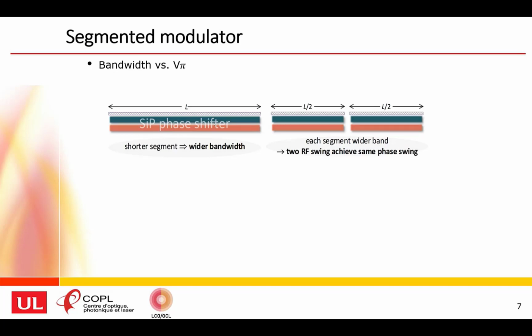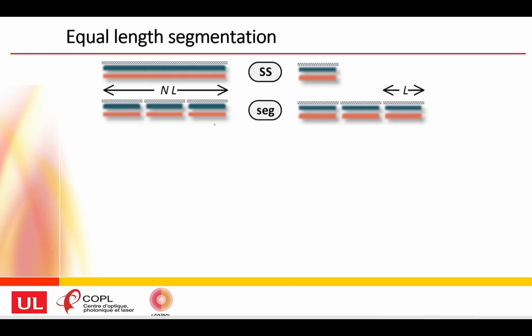What this means is, even though I have split them physically in two, because of my driving strategy, I have effectively not changed the Vπ. So I've kept the Vπ I'm targeting, but now I've divided it in two, and because of that, I have increased my bandwidth. So I've managed to maintain one and improve on the other. I showed you two, but of course, I can segment it as many times as I want.